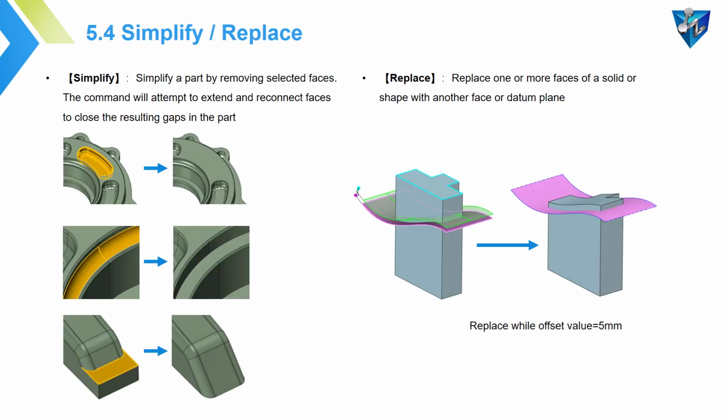And this page is about simplify and replace. Simplify can be used to delete some existing faces and reconnect faces to close it. You can use it to delete slot, fillet, holes, etc. For replace, we can use it to replace one or more faces of a solid or shape with another face or datum plane. This command is very convenient when you need to move a face to match a reference face.